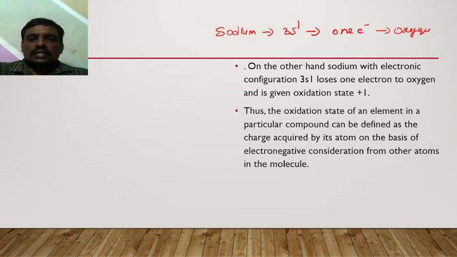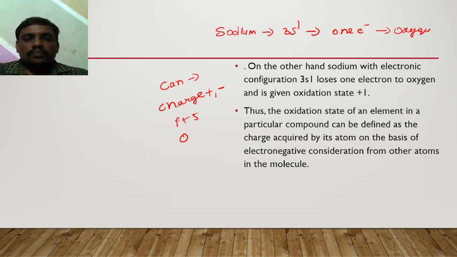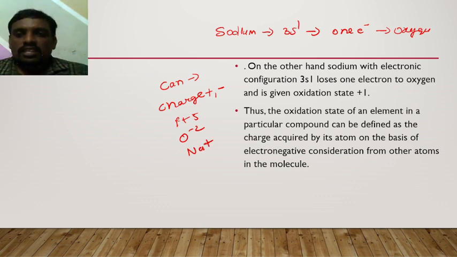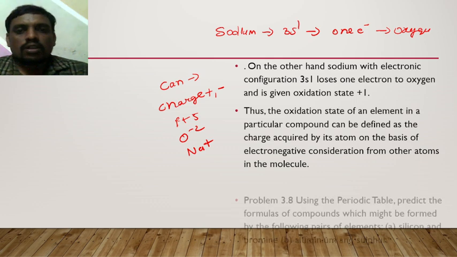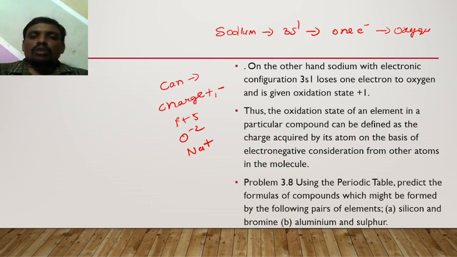So thus, the oxidation state of an element in a particular compound can be defined as the charge, specific charge, plus or minus, acquired by its atom, whether oxygen or sodium, etc. Electronegativity considerations from other atoms in the molecule will vary from compound to compound.